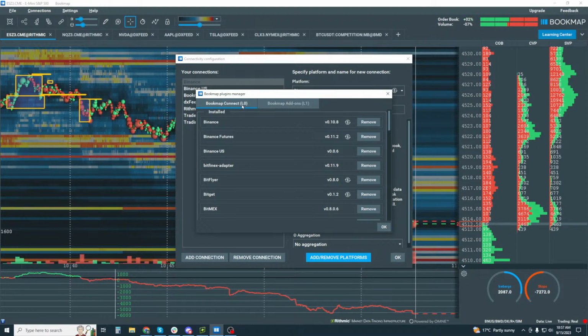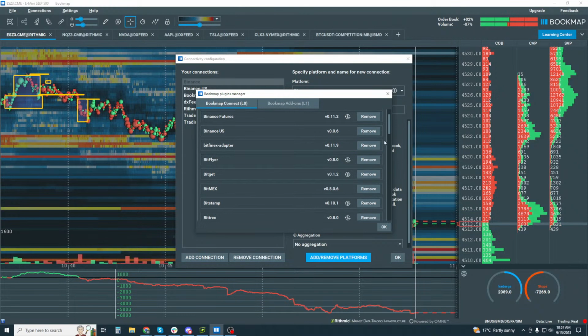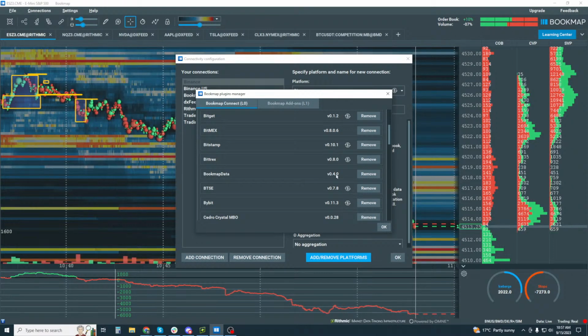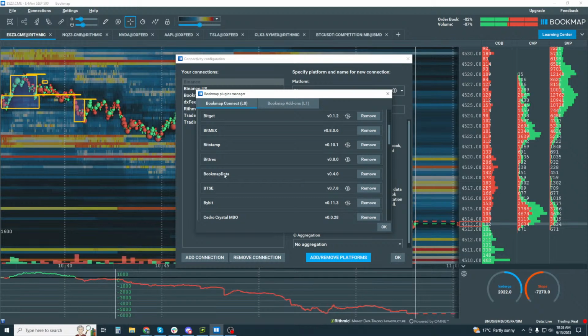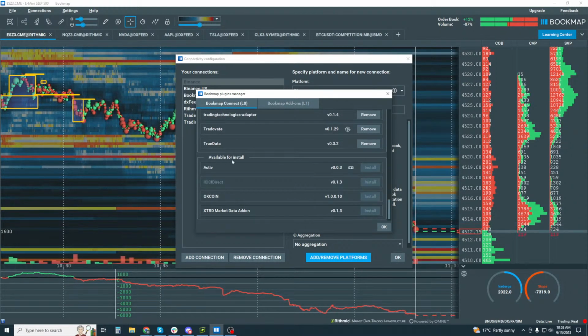And your level 0 here. Okay, the next one you need to install is Bookmap data. Just scroll down a little bit. You might have already installed it, and maybe you don't know. But you'll need to install maybe this new adapter version 0.4. Bookmap data. If you don't see it here, you will see it down below under available for installation.